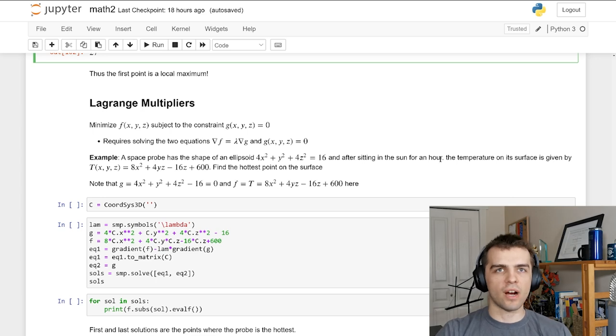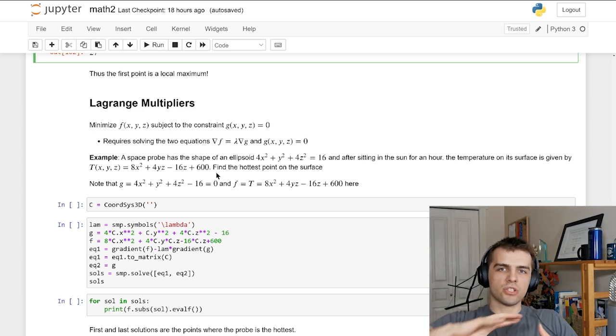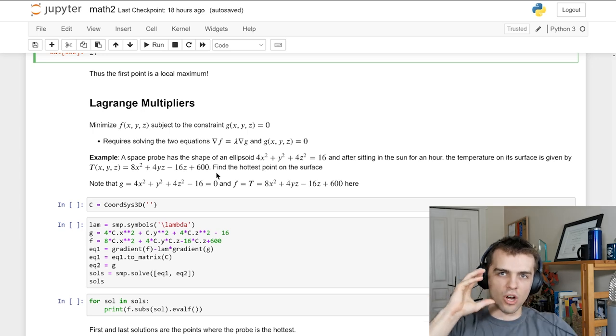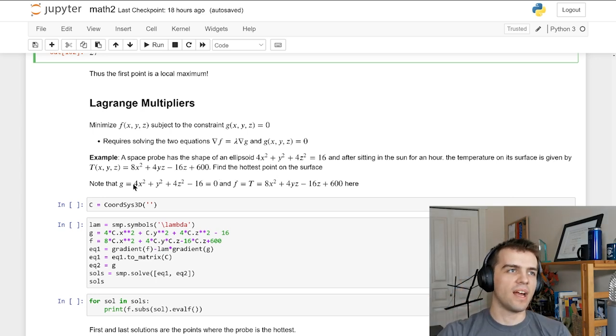And it sits in the sun for an hour, and the temperature after sitting for an hour is given by this function here. This temperature, of course, exists everywhere in space, but I only care about the temperature on the space probe, and I ask, what's the hottest point on the space probe? So the constraint is G, which is equal to this, is equal to 0, and F, which is, of course, the temperature, is equal to this. So I want to find the maximum value of F, or minimize or maximize, I should say, subject to this constraint G.